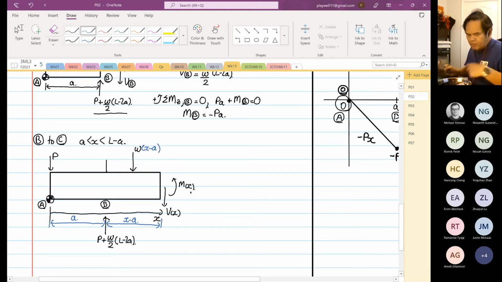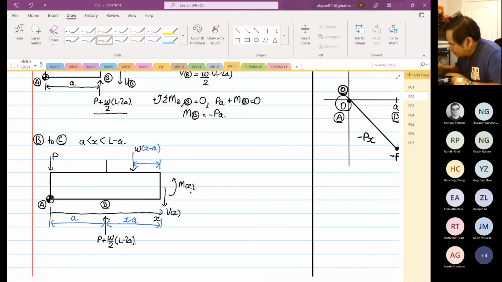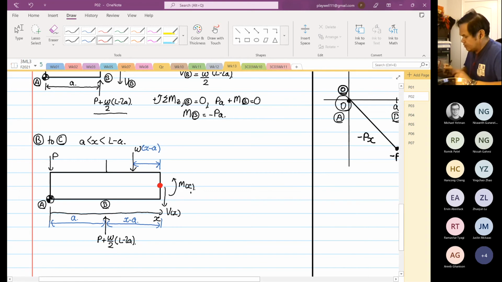Now, which is the distance that is more critical? It's from here to the end. This distance is more critical because later on, we are going to take moment at this point, relative to omega X minus A. So from here, we know that this distance is equal to X minus A divided by 2, because it's evenly distributed load.